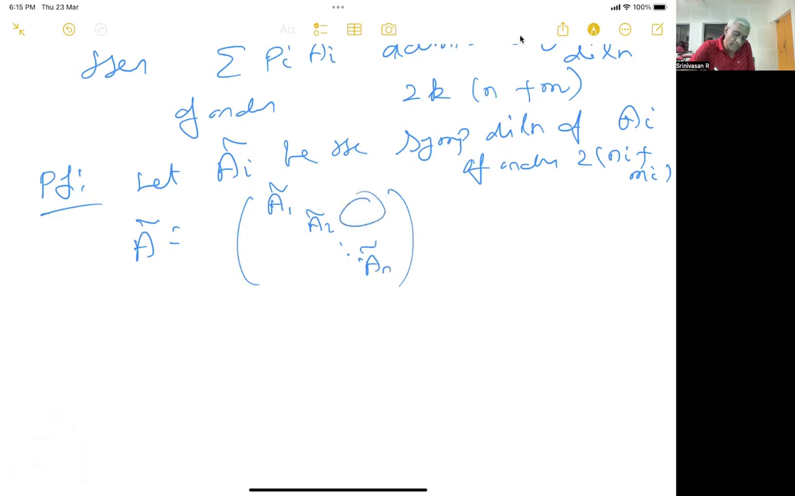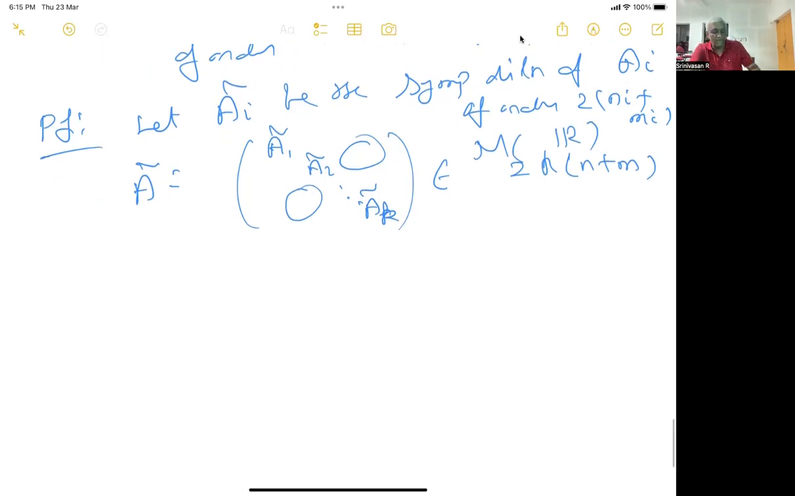Okay, so let A tilde be this. This is in M_{2k}, there are k of them, so 2k times (n plus m). This is the direction. We already got some A tilde here. This will not give the required dilation because we want to get that first part, the summation of p_i A_i. So how to get that?